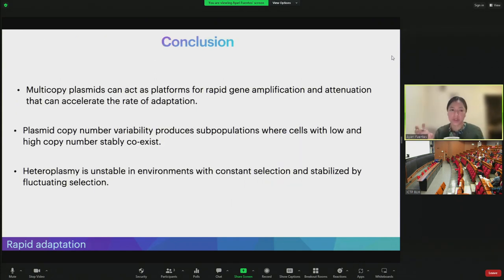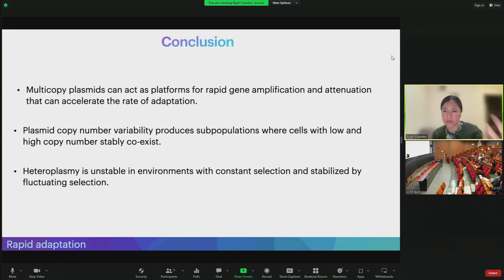So the conclusion for the first part is that this multi-copy plasmid acts as a platform for rapid gene amplification, and this accelerates the rate of adaptation, which is the first part. Now, that means that this is just heterogeneous.